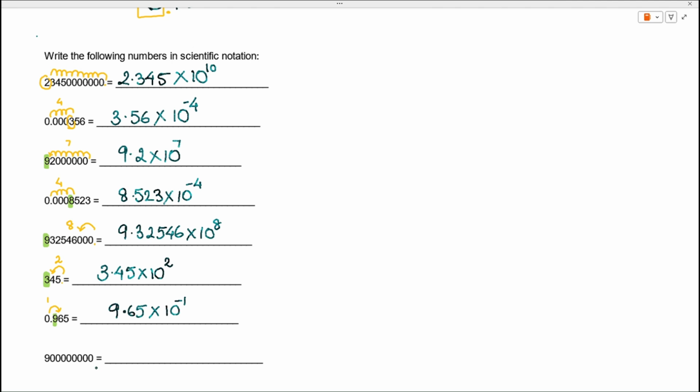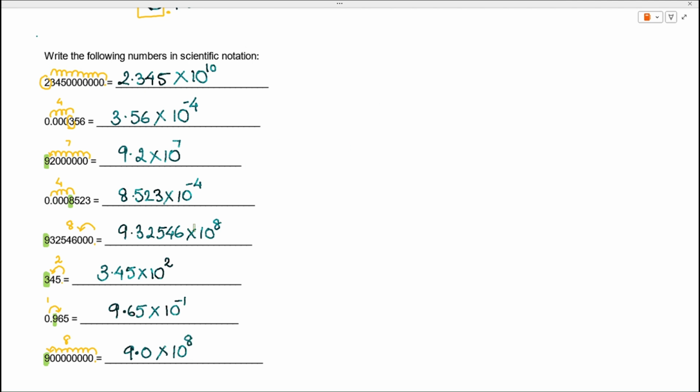And for the last one, our first non-zero digit is 9. The decimal, because we cannot see it, is over here. The decimal has to be moved after 9. So 1, 2, 3, 4, 5, 6, 7, 8. So it's being moved 8 places to the left. So the scientific notation is going to be 9.0, because we need to write at least 1 digit after the decimal. So 9.0 times 10 raised to the power 8.